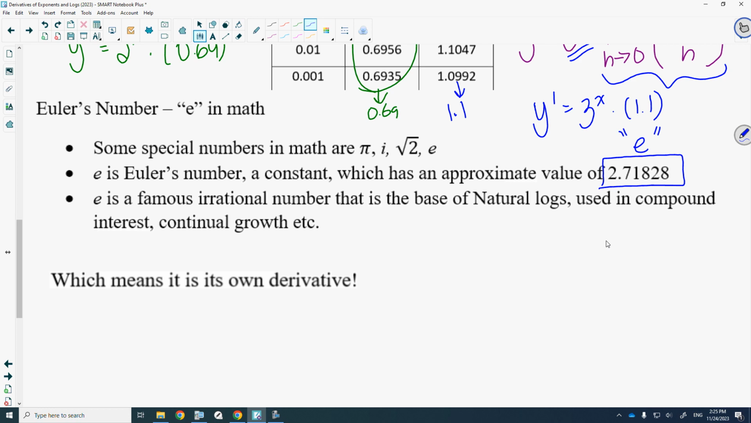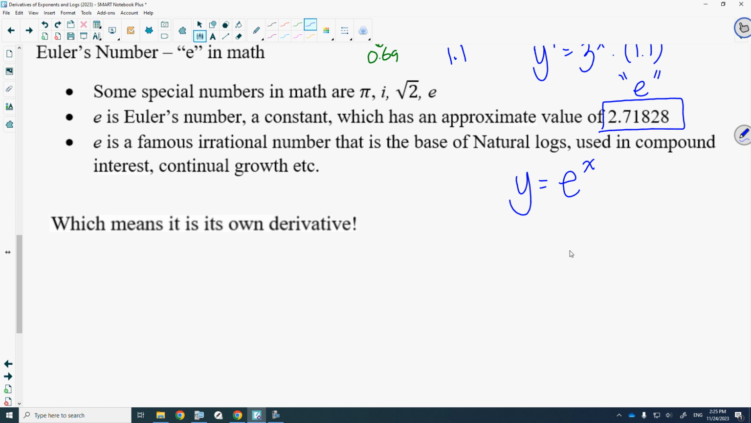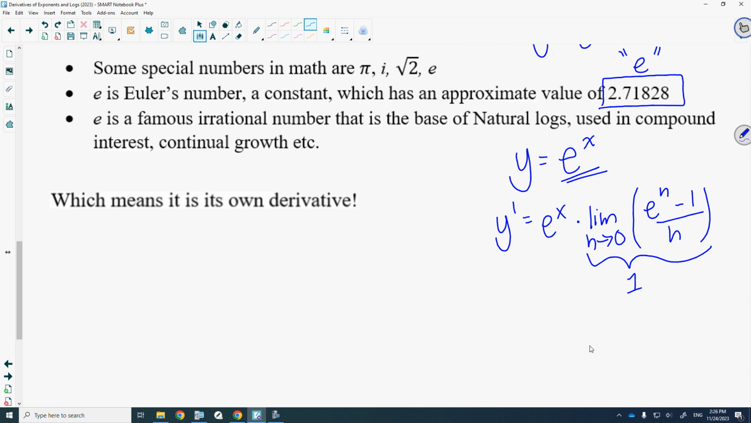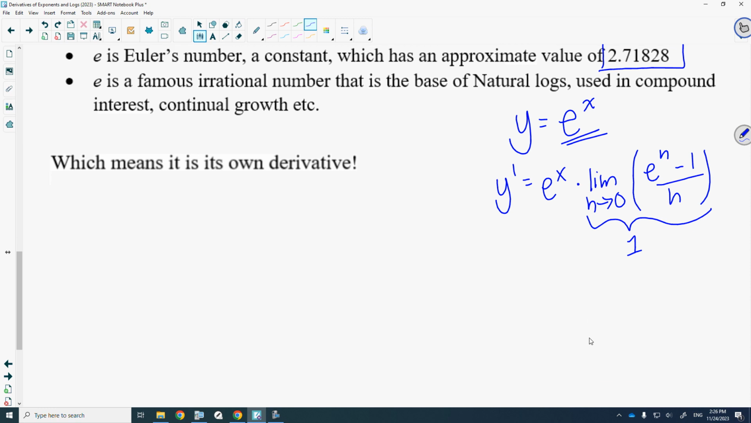If we have an exponential function, y is equal to e to the power of x, and I want you to take the derivative of this, we get y prime is equal to the exponential function multiplied by the limit as h approaches 0 of (e to the h minus 1) over h. When your base is e, this is just 1. So the derivative of e to the x is e to the x.